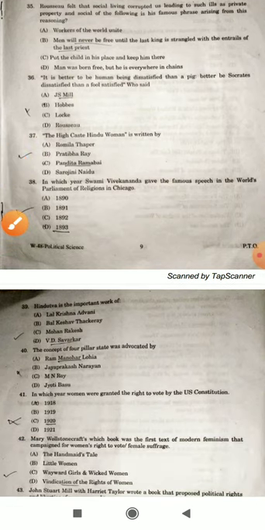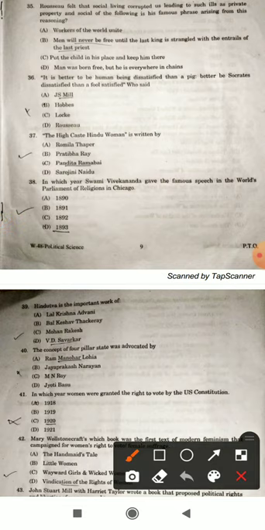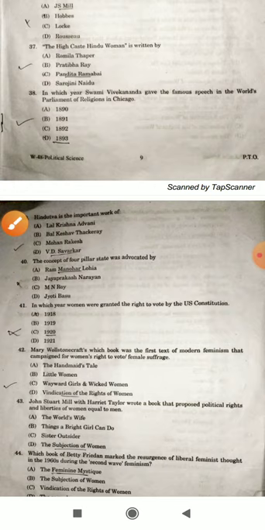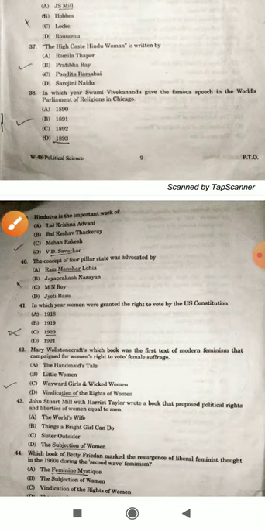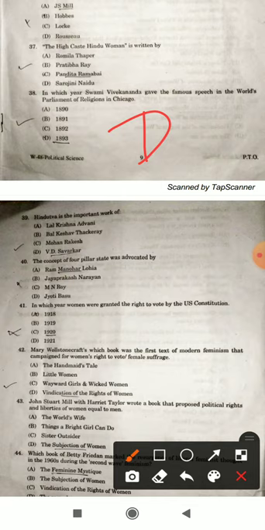Question number 36. It is better to be a human being dissatisfied than a pig satisfied, better to be Socrates dissatisfied than a fool satisfied. Who said this? Answer is A, J. S. Mill. Question number 37. The High Caste Hindu Woman is written by blank. Options are Romila Thapar, Pratibha Ray, Pandita Ramabai, Sarojini Naidu. Answer is C, Pandita Ramabai. Question number 38. In which year did Swami Vivekananda give the famous speech in the World's Parliament of Religions in Chicago? Answer is D, 1893. Answer number D.